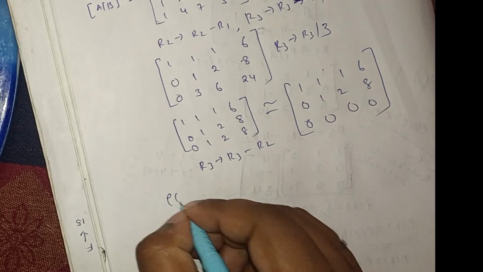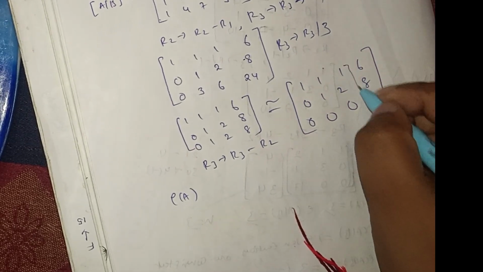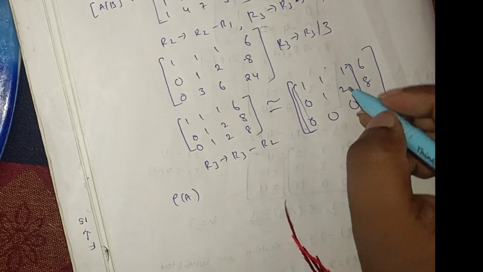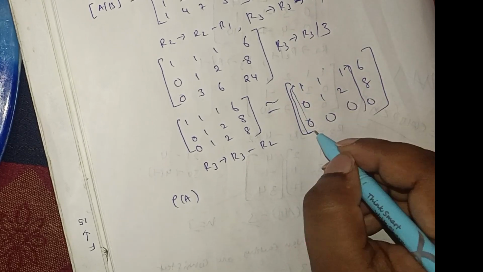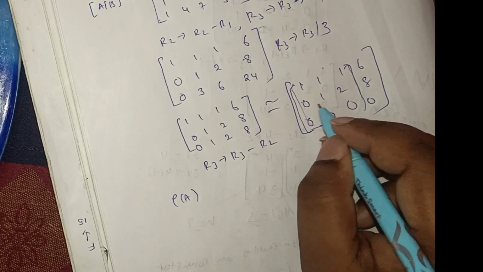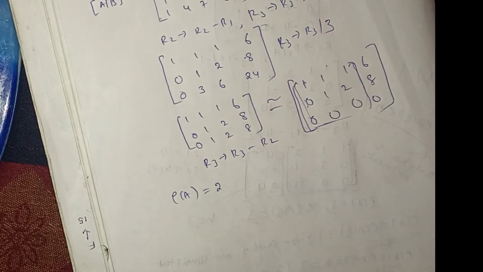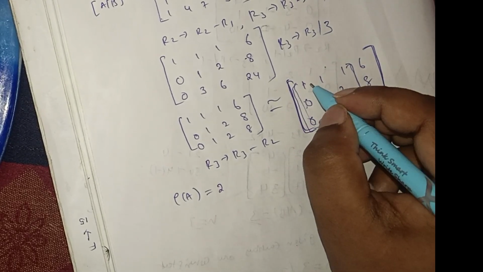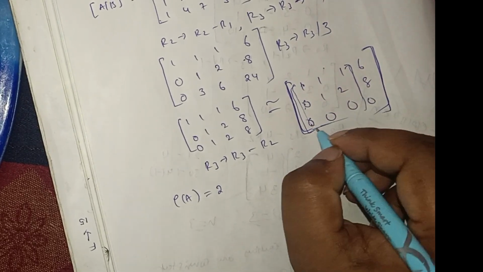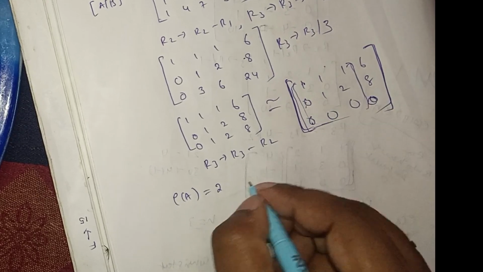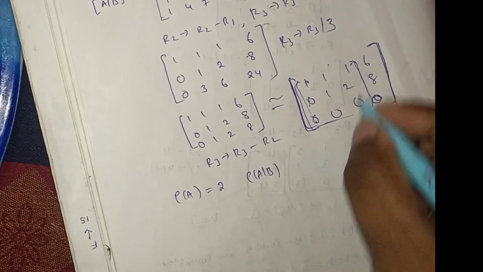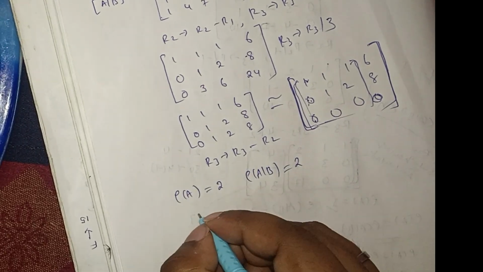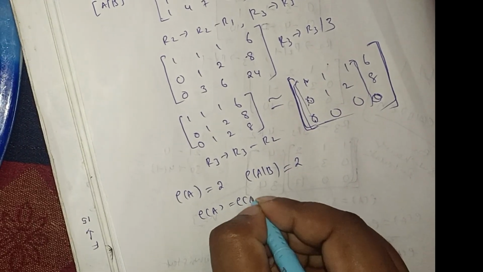Now what is my rank of A? Rank of A means this part, so you have to see this matrix. How many non-zero rows? Rows 1, 2; this one becomes 0, so we will not consider it. So rank of A is equal to 2. What is rank of AB? The entire matrix: rows 1, 2, 3, but here this also is 0, so rank of [A|B] is equal to 2 only. So here rank of A is equal to rank of [A|B].